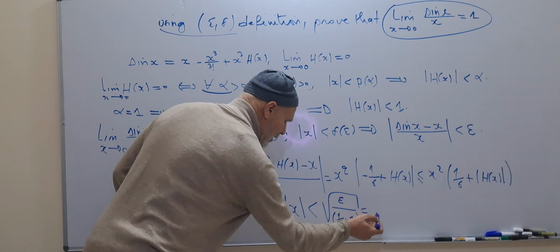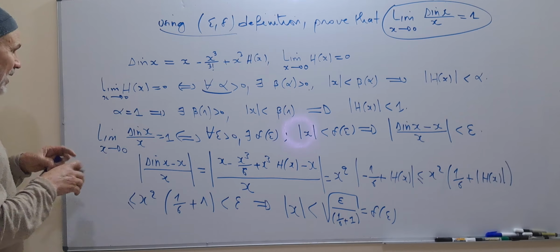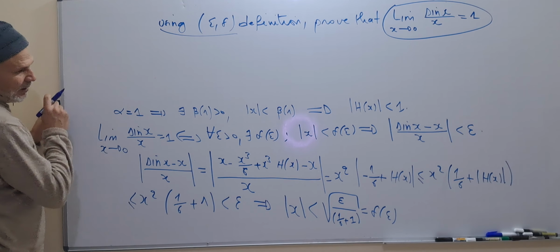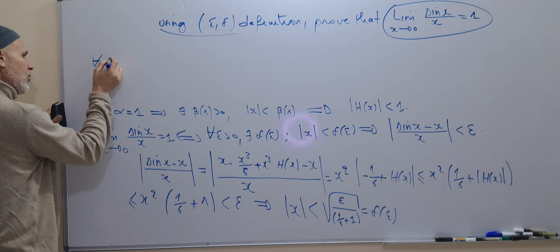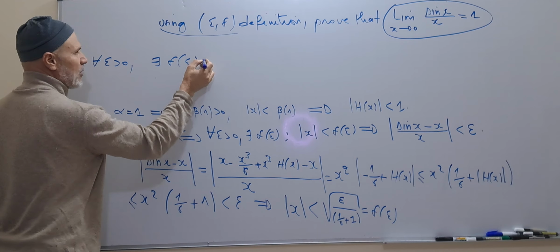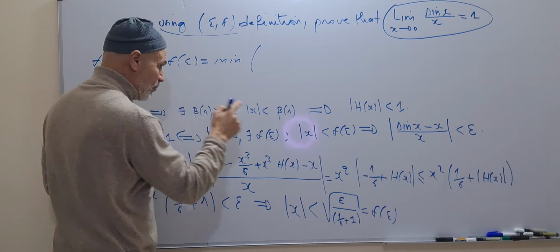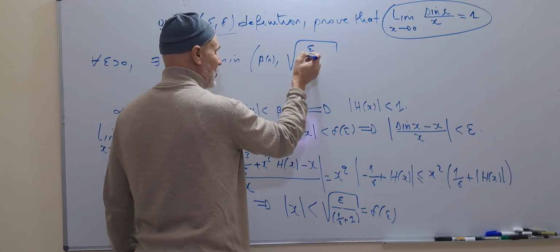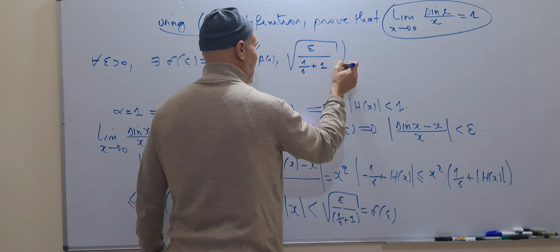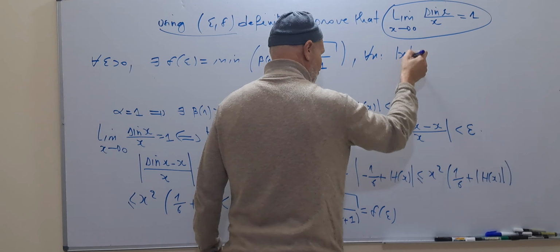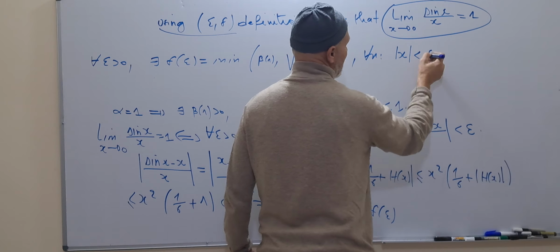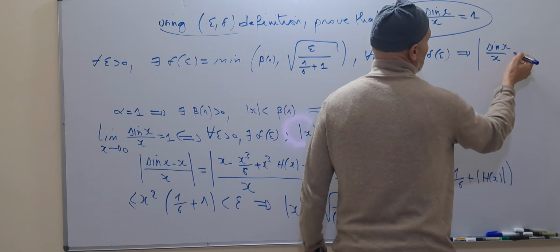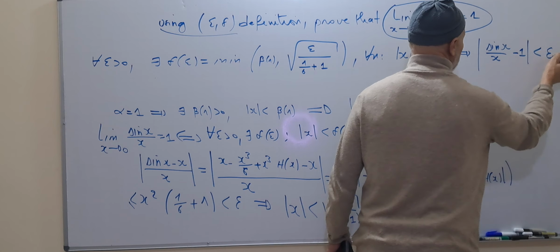If we take this as the delta of epsilon, we will be able to formulate the following proposition. Indeed, for all epsilon greater than 0, we can find delta of epsilon, which is the minimum between beta of 1 and the square root of epsilon over 1 over 6 plus 1, such that for all x in the domain of definition with absolute value of x less than delta of epsilon, this implies that the absolute value of sine x over x minus 1 is less than epsilon.